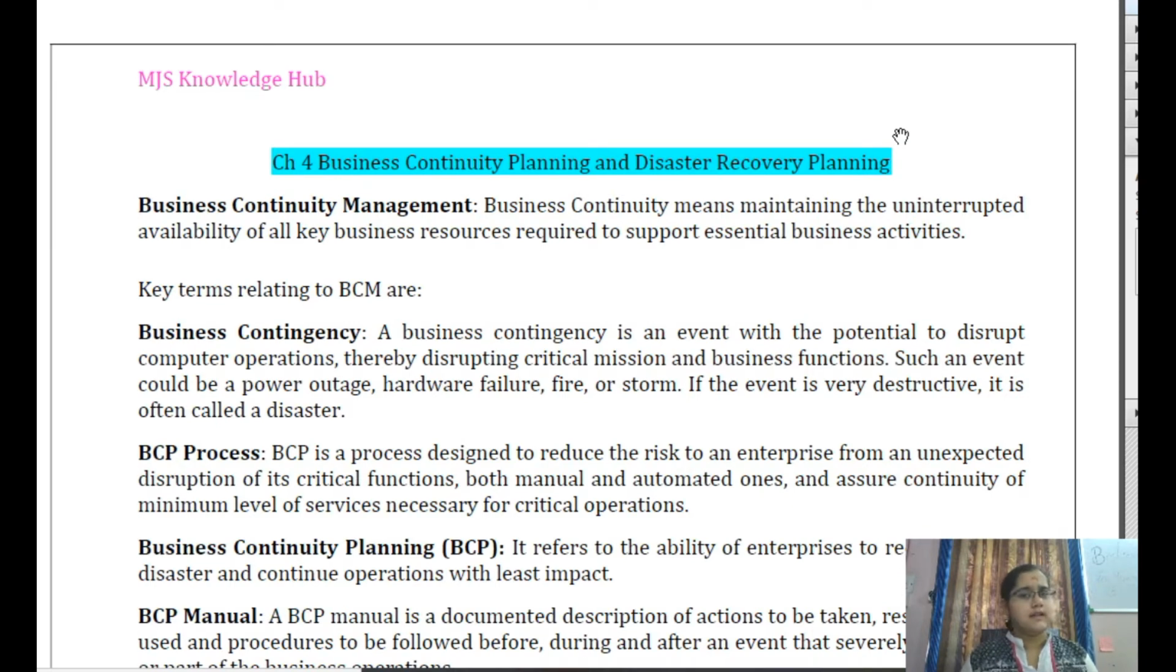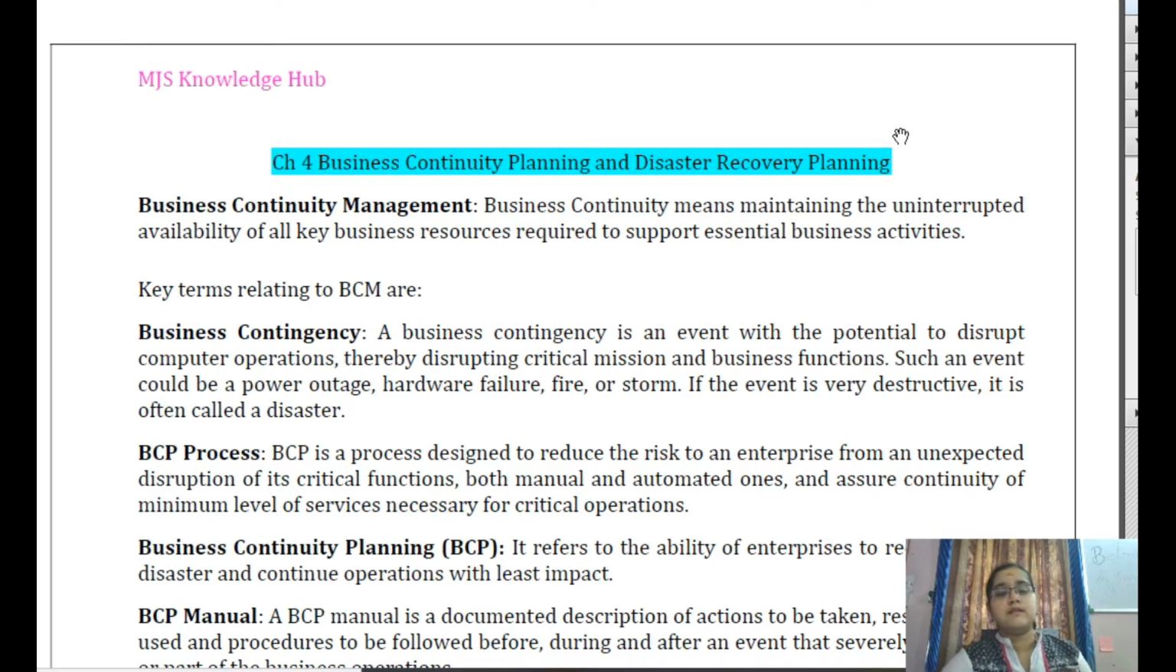Such an event can be anything. It can be hardware failure, or it can be natural calamities. So in that situation, the computer operations or other critical missions of the organization are affected. Therefore, that's called a business contingency, and it's very destructive, and often called a disaster.